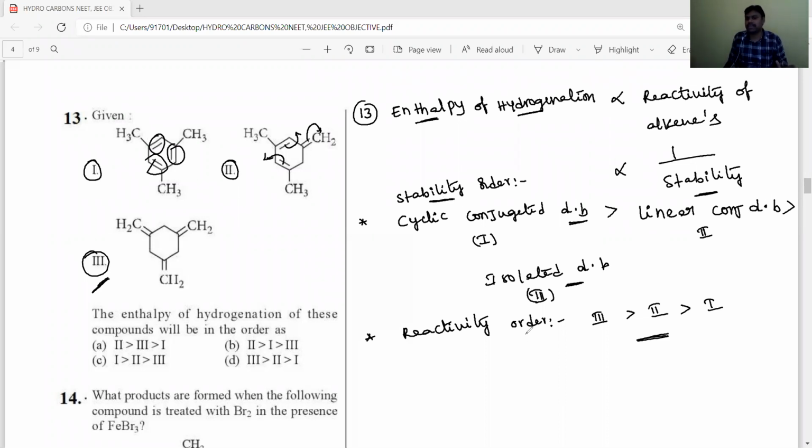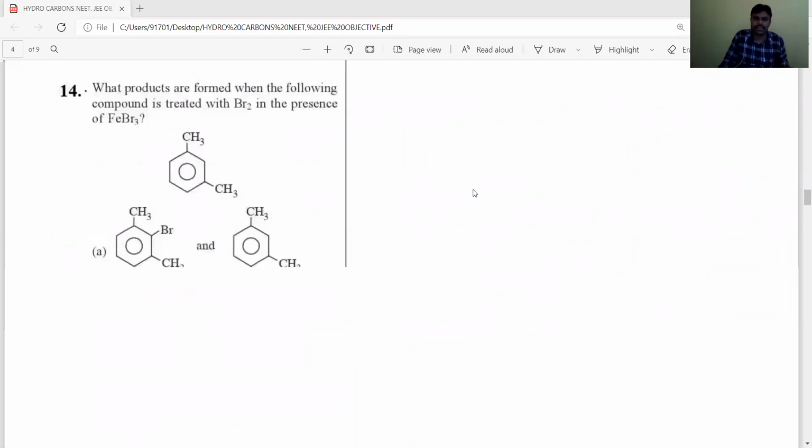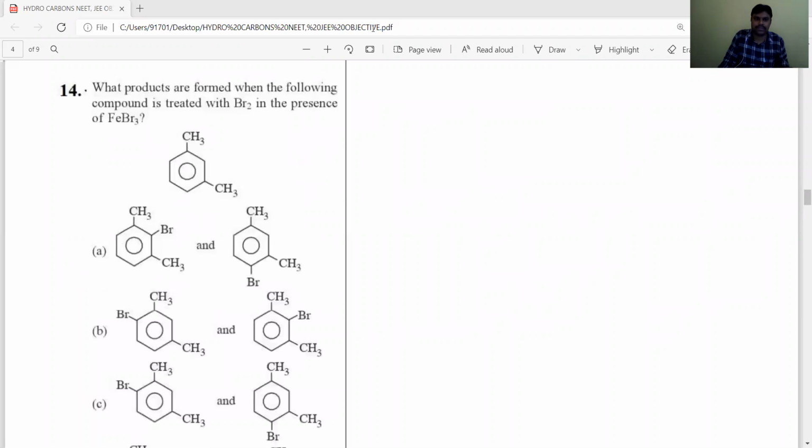Based on the stability order, stability is inversely proportional to reactivity and directly proportional to enthalpy of hydrogenation. So the correct enthalpy of hydrogenation order is 3 is more than 2 and then 1. D option is correct. Okay students, let's go for the 14th question. It's very easy and important, this kind of question.